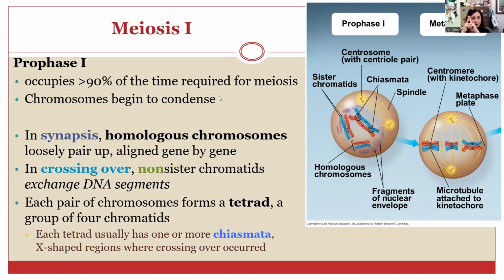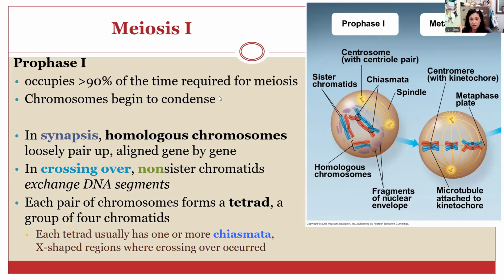These non-sisters will actually swap that chunk of DNA. They'll swap it. That is called crossing over. They'll exchange those DNA segments, so like your mom's chunk exchanges with the dad's chunk. It's called crossing over. And what that does is increase the genetic variability of the egg or of the sperm.